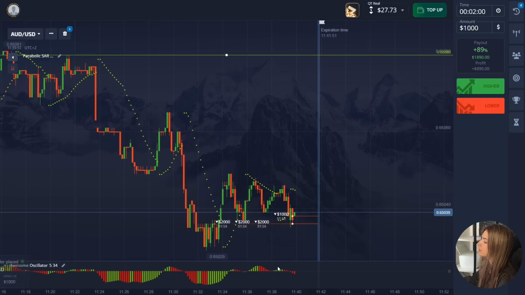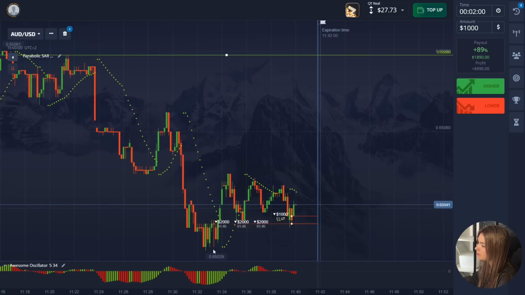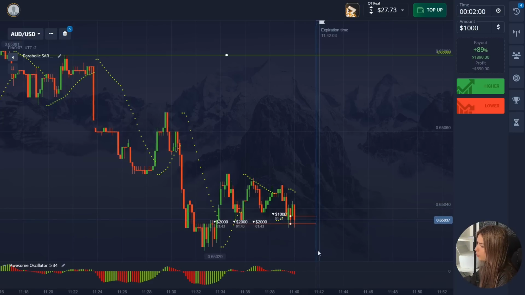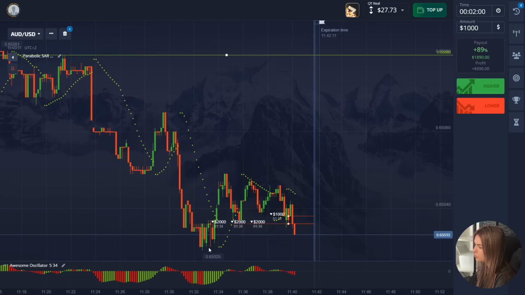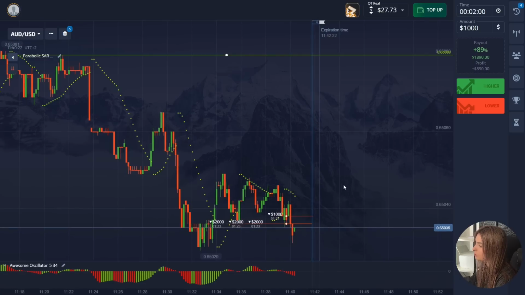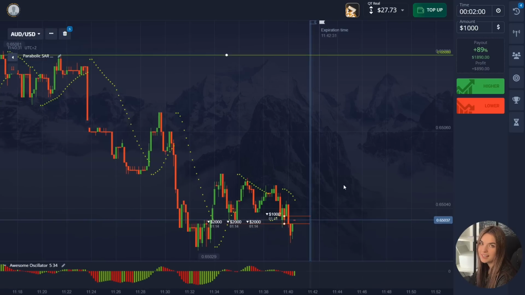Since also on the oscillator, the new peak of the histogram is located below, and we also have an intersection of the zero level. At the same time, as you can see, there is still a sufficient distance from our entry point to the last price minimum, and also the main price highs are noticeably decreasing. All this tells us that the price has a good potential to go down, and it is more likely that in the near future the price will continue to move down on a downtrend. So in this situation, we also took 2 minutes, guys, taking into account that the price may still continue to move sideways, and only then it will go down. And let's wait for the result, guys.